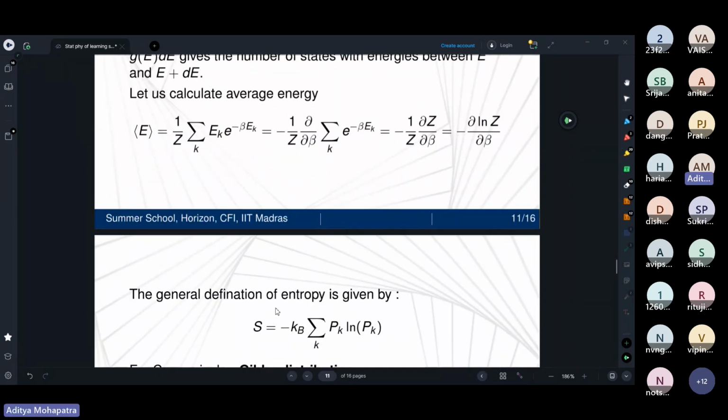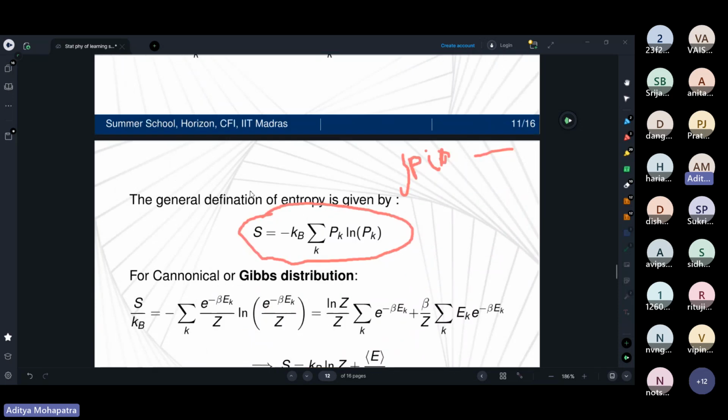The general definition of entropy is this. For any probability distribution P of X, the entropy is defined as minus kB summation of P ln P, or I can say integration of P of X ln P of X dx in the case of continuous P of X. This is the general definition of entropy with respect to the probability distribution.